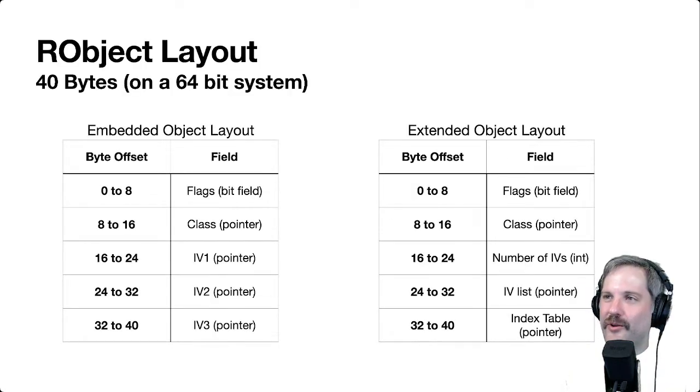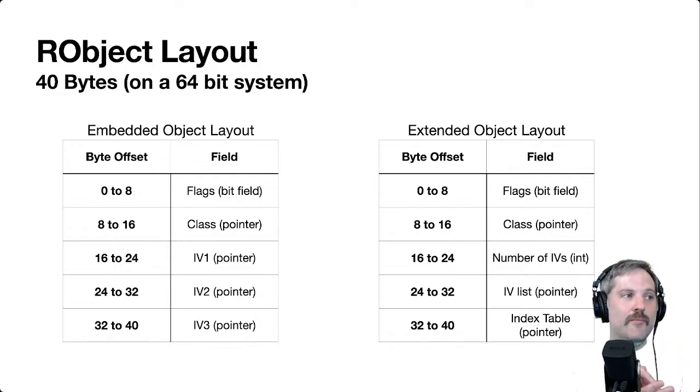I've talked about this in previous streams. I was looking through the slides, I couldn't find which stream I did this in, but every object in Ruby is 40 bytes. It's a fixed size, and there are really two different types of objects: embedded objects and extended objects. Embedded objects are objects where we're able to store the first three instance variables inside the object itself. But once we expand beyond three instance variables, we need to store them in an external buffer.